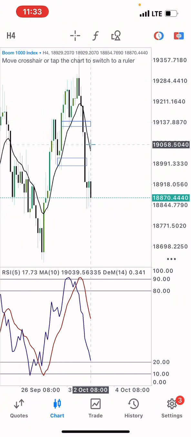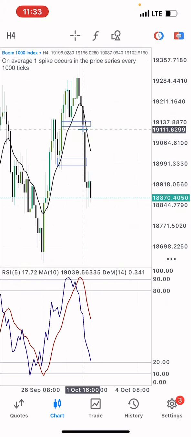Price is running below the moving average. All right, I like to really use the candlestick chart to look at the structure, so that I have a clear idea of what the market is doing or where the market is going to.